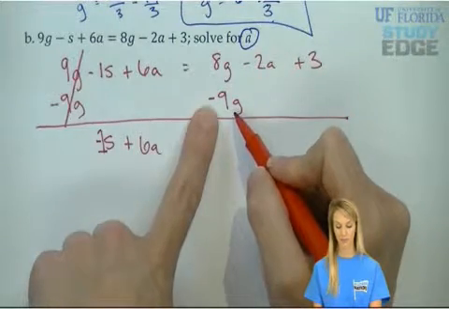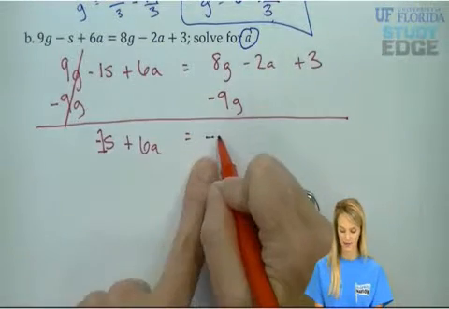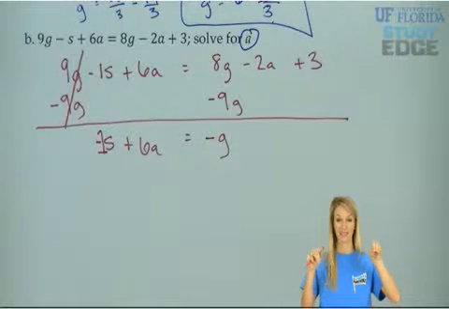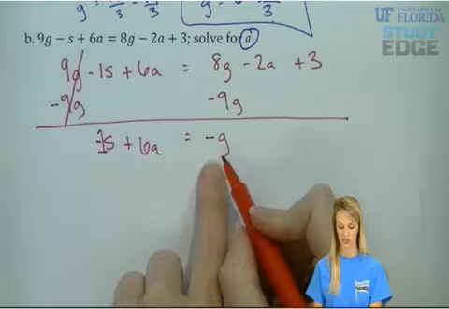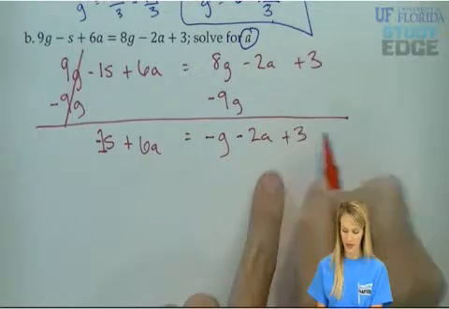8G minus 9G. Well, if I have 8 and I take away 9, I get a negative number, right? If I have 8 of something, well, I took away 8. I still got to take away 1 more. Now I go into my negative number. So I have negative G. I bring down my negative 2A plus 3.